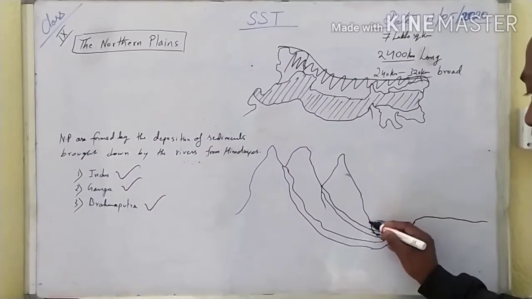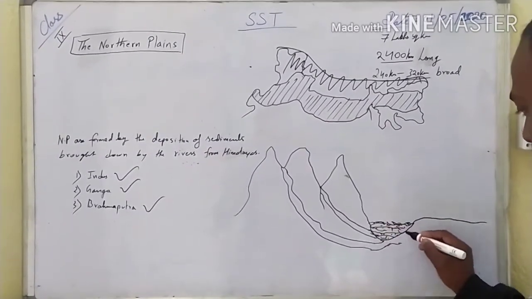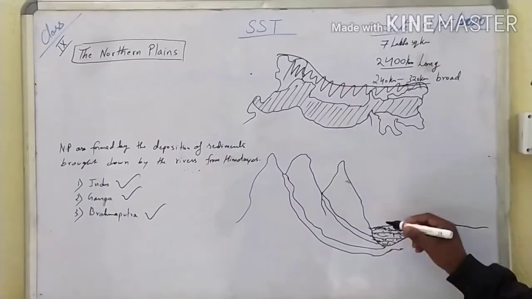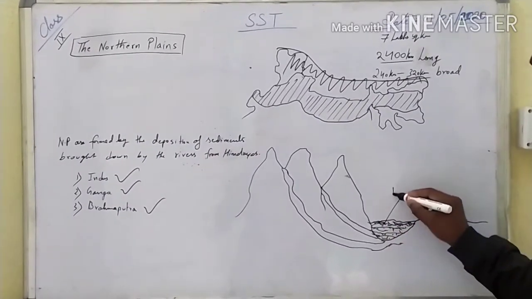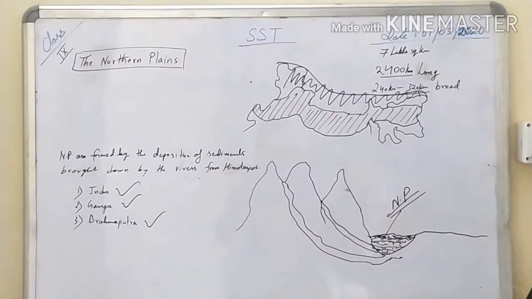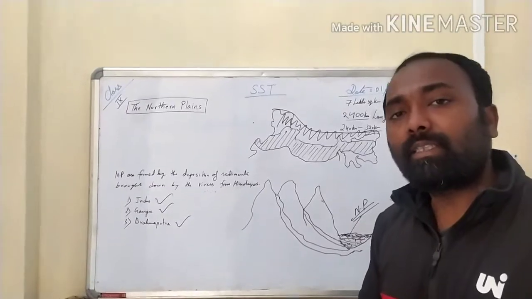In this process they made a plain. This was a valley structure. Now slowly, with the deposition, it has become a plain. So this fertile plain is called the northern plain. In this way the river has formed the northern plain.